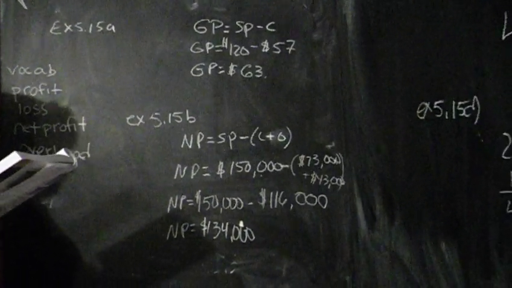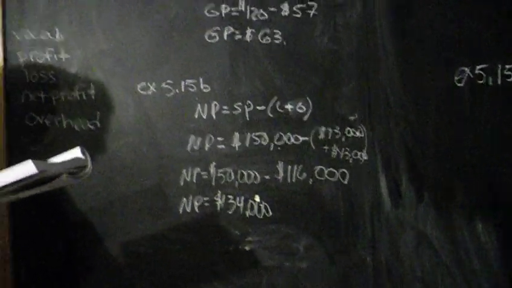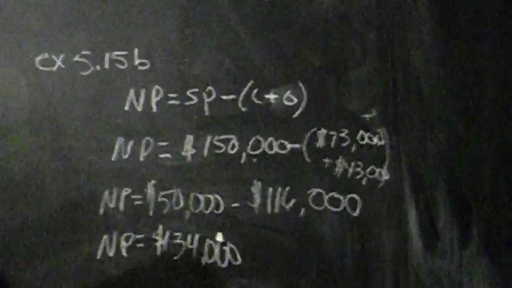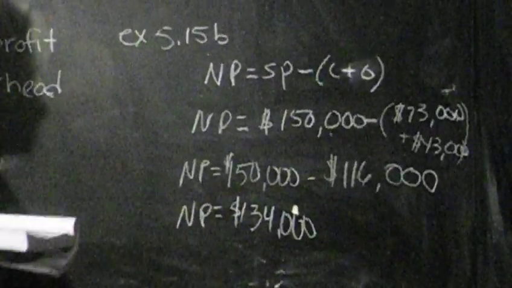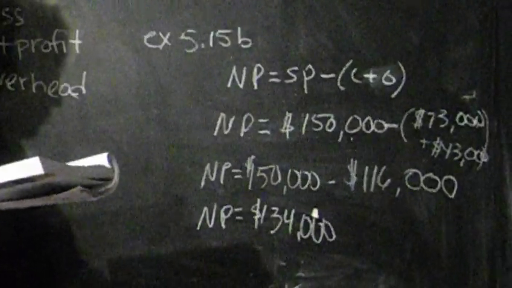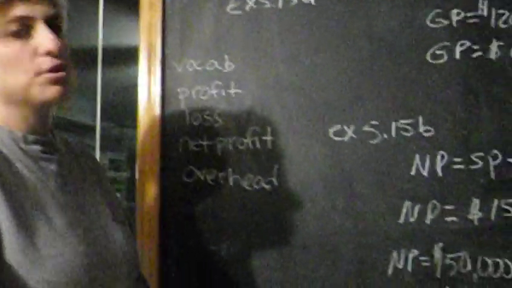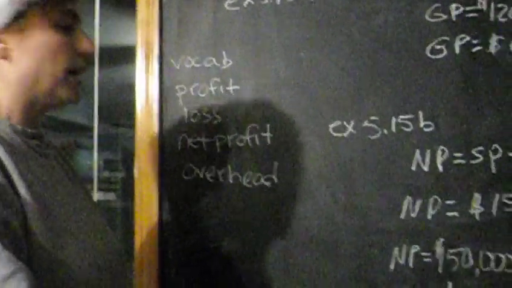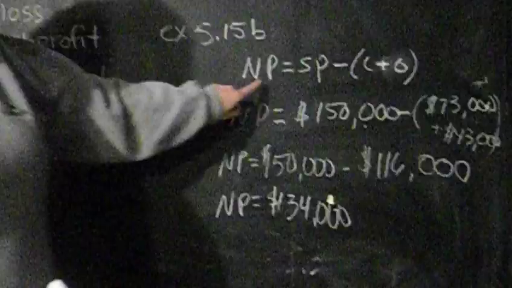So the example in the next one is, in his sporting goods store, Mr. Foster sold $150,000 in merchandise last June. He paid $73,000 for the merchandise, and his overhead was $43,000. What was his net profit? So we want to find out what his actual profit was, because he has to pay for the merchandise and then also his overhead, which is like your electricity and your heat and stuff like that, your salary to your employees.